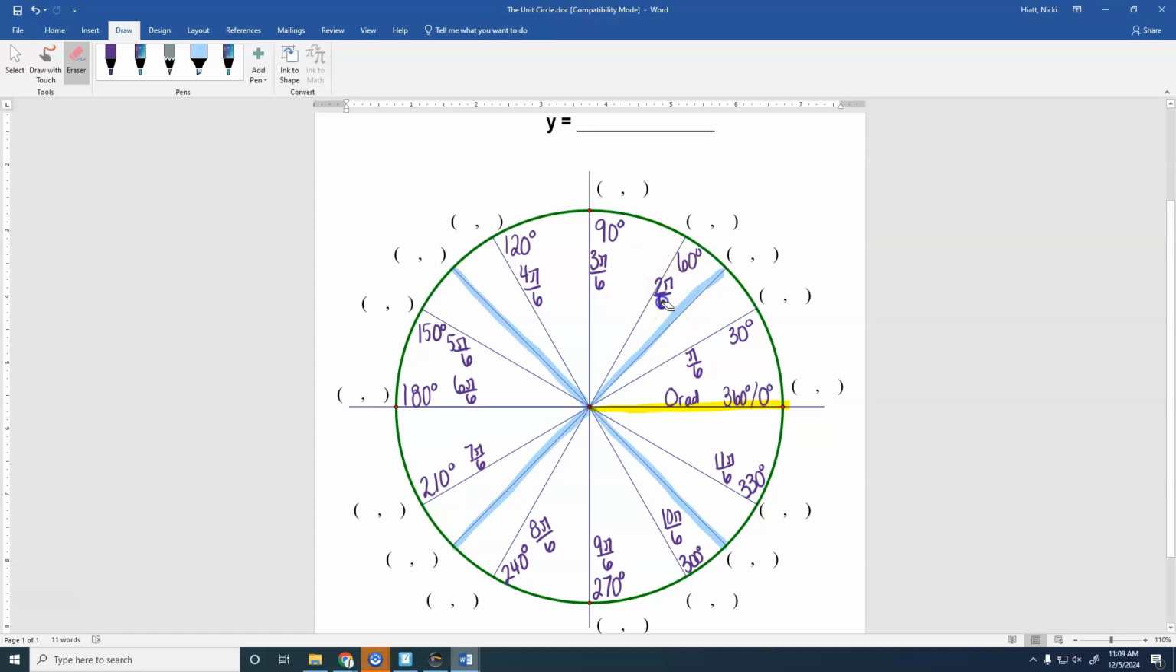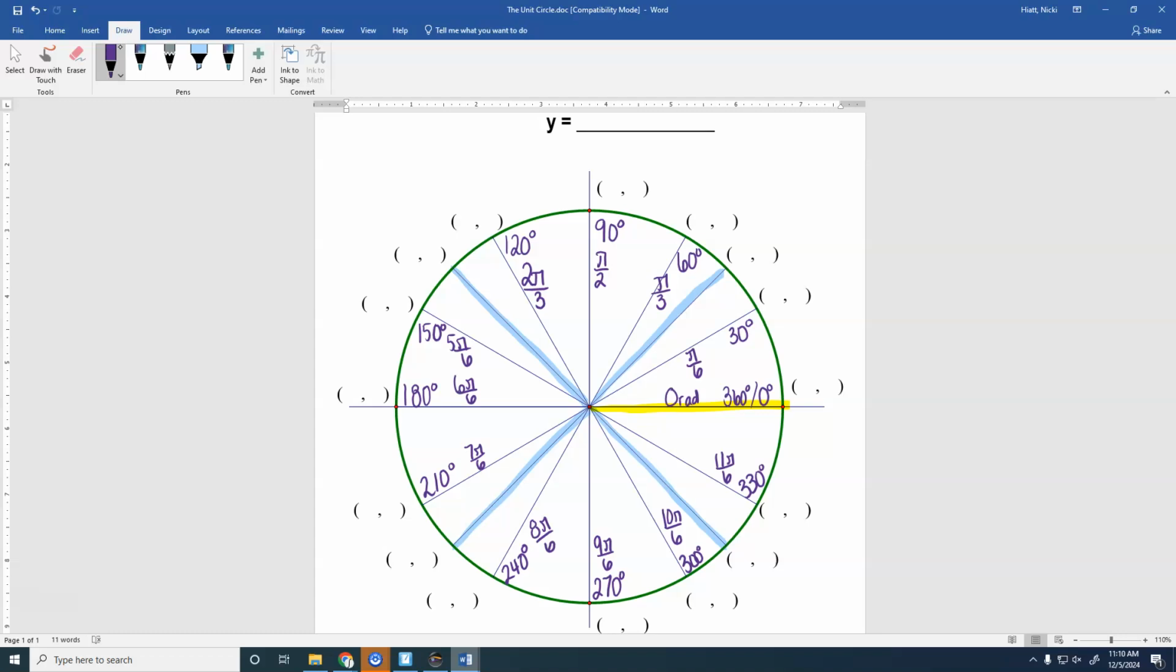2 over 6 reduces to 1/3. So this one's going to be pi over 3. If you want to put them both, that's fine. Just know that the pi over 3 is what they're going to give you on a quiz or a test or EOC. They won't ever give you 2 pi over 6. 3 pi over 6, 3 over 6 reduces to 1/2. So that's going to be 1 pi over 2, or it's usually just written as pi over 2. 4 over 6 reduces to 2/3. So that's going to be 2 pi over 3.